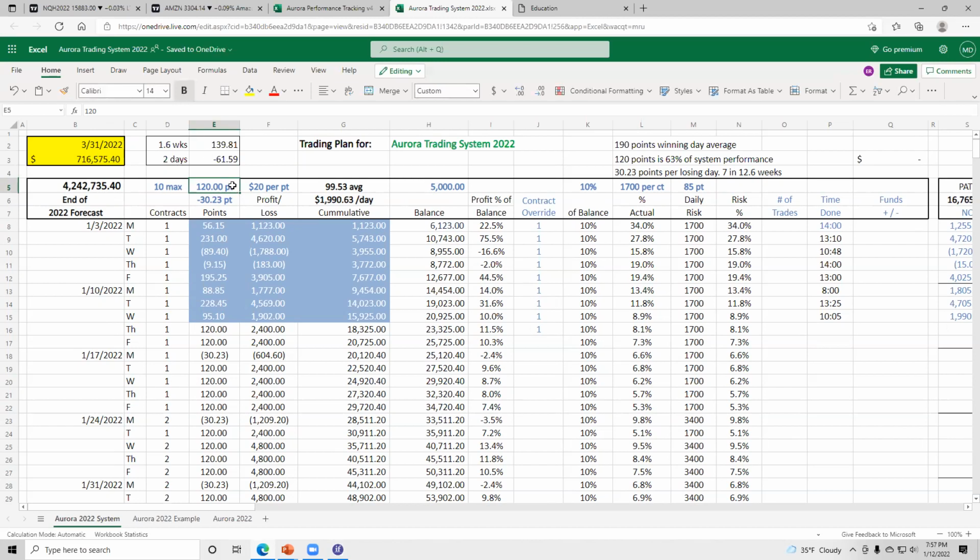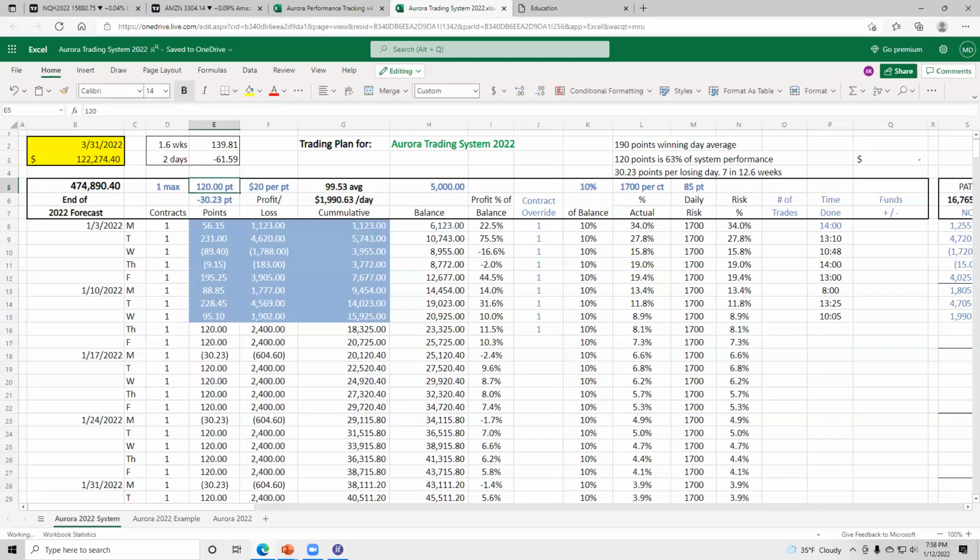Again, 120-point average winning day, 30-point average losing day, and the 12-month forecast, if we were to hit all those factors on a regular basis, is 4.2 million, having started with $5,000. In the first quarter, it could be as much as 716,000, having started with $5,000. So you might not be comfortable with 10 contracts. Maybe you're willing to trade as many as 2 contracts. It still is about $900,000, having started with 5,000.